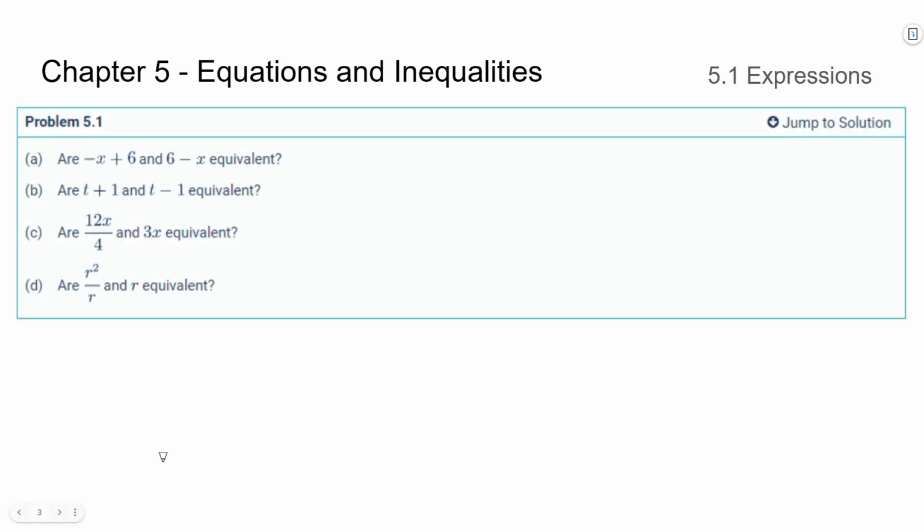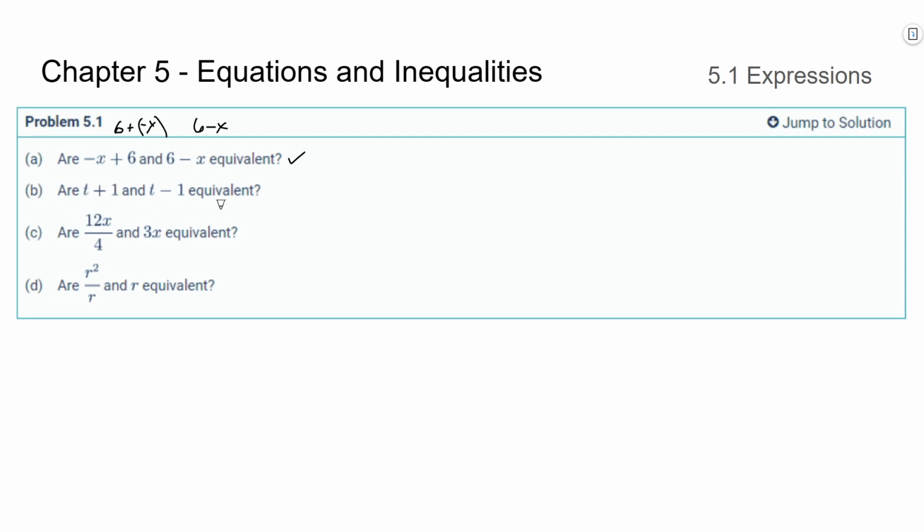All right, so jumping into some of the problems. Are -x plus 6 and 6 minus x equivalent? All right, well, we know that addition is commutative, so we know we can change the order of this. So then this would become 6 plus -x. We know adding a negation is just subtraction, so that becomes 6 minus x. So that looks good to me.